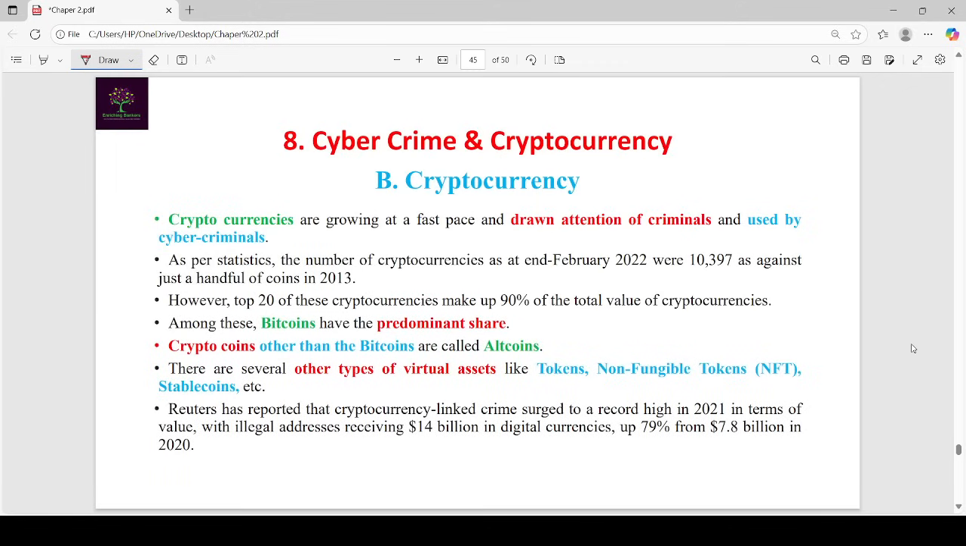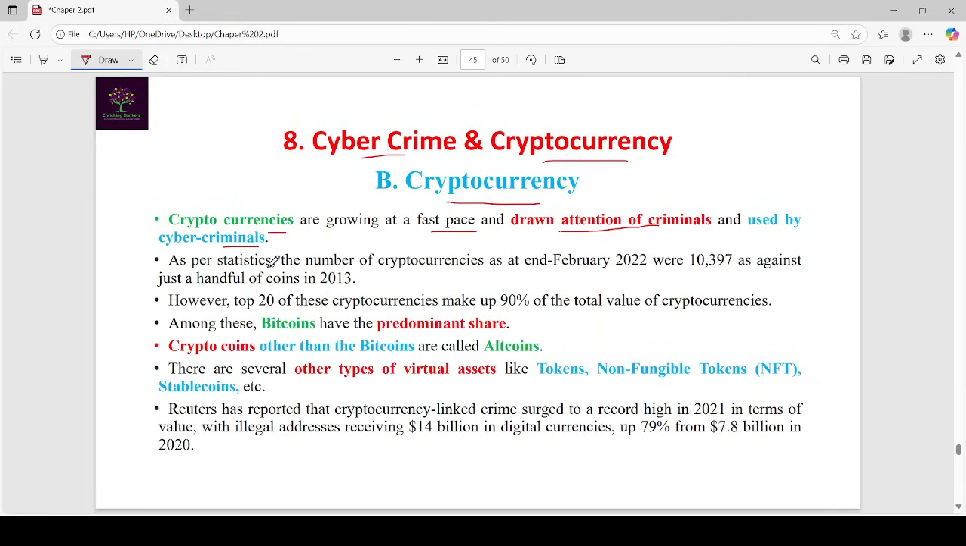The next method under the category of cybercrime is cryptocurrency. Cryptocurrencies are growing at a fast pace and have drawn the attention of criminals and are used by cyber criminals. These cryptocurrencies are newly emerged digital currencies.